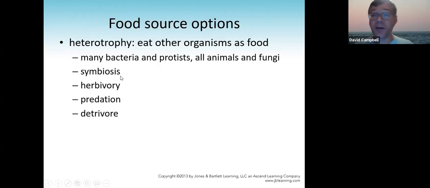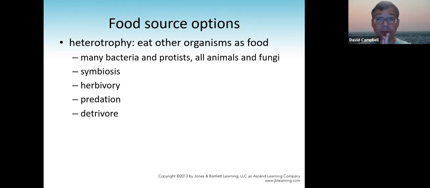Of course, a very familiar way of getting your food is what we do: eat something else. Quite a few bacteria and single-celled protist types of things do this. All animals do this, fungi as well. How exactly do you eat other things? Potentially, you may have symbiosis, where you've got a photosynthetic or chemosynthetic organism living closely associated with you, or even inside you, and you get food from that.